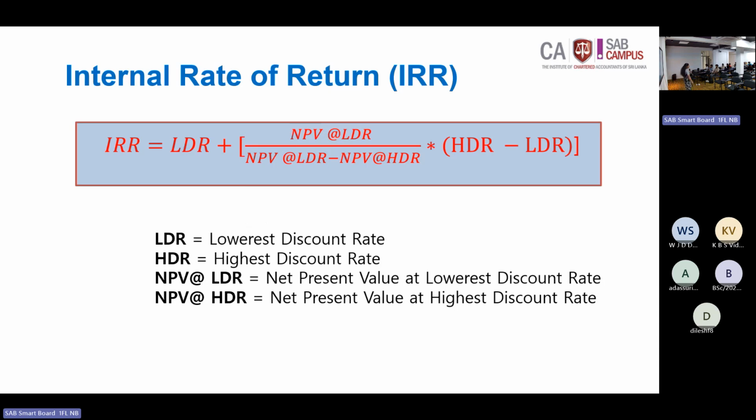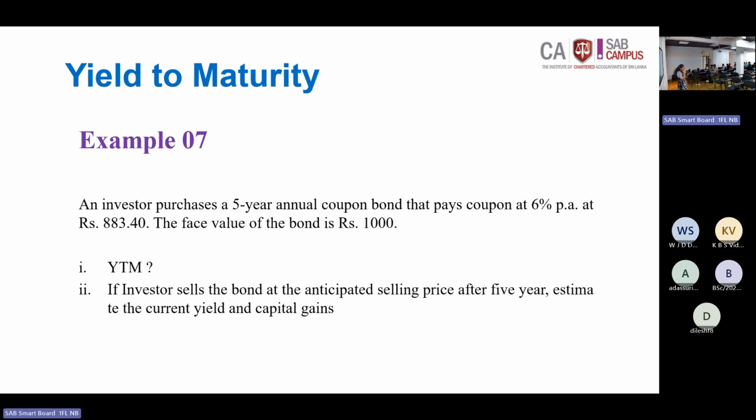Okay. Did you remember how we can calculate the yield to maturity, or else IRR? Right. The lowest discount rate plus the NPV at the lowest discount rate divided by the difference between the NPV at the lowest discount rate and the NPV at the highest discount rate, multiplied by the difference between these two rates. Okay. We'll do question number 7. Meanwhile, we'll identify the yield to maturity.